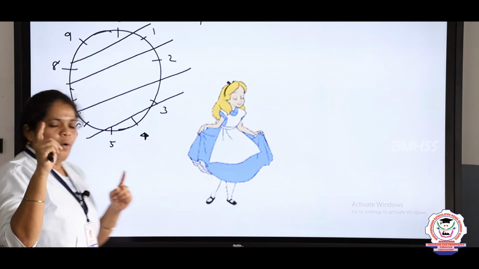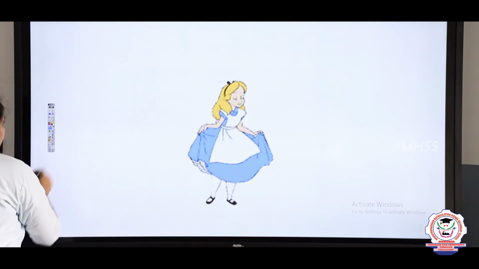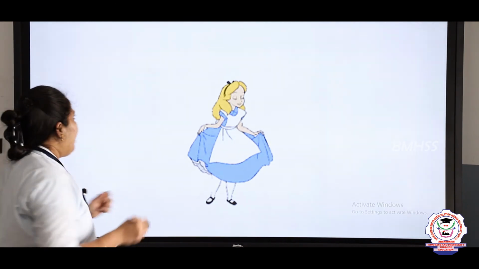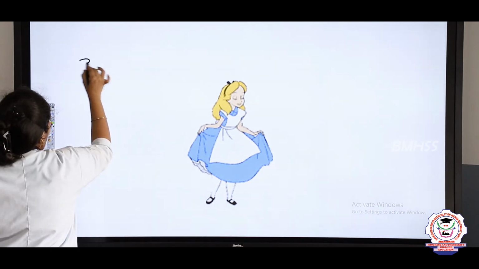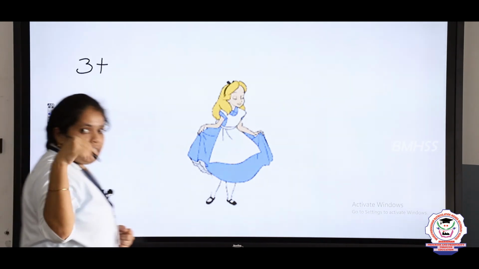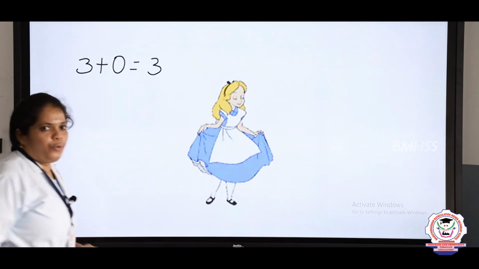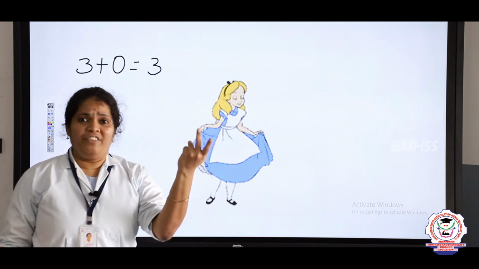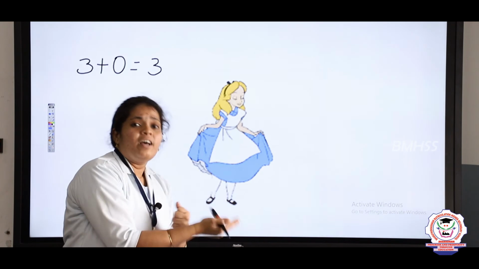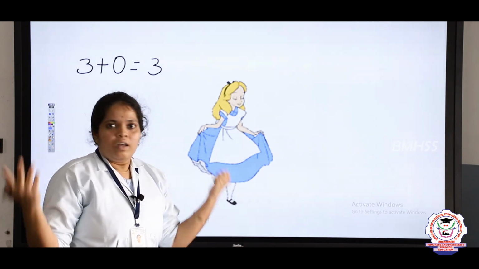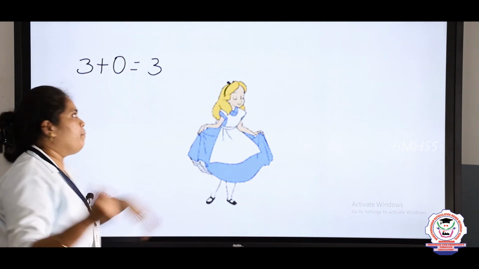So my dear children, one thing is there in addition. At last I will say this and wind up our class. If any number, say anyone, any number, yes 3, thank you. If we add 3 with 0, we get the same value. Because there are no fingers in my hand, how could I start the count, and how could I say the succeeding number? So there is no chance to count. So the same number will come.